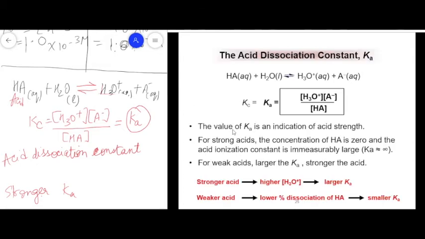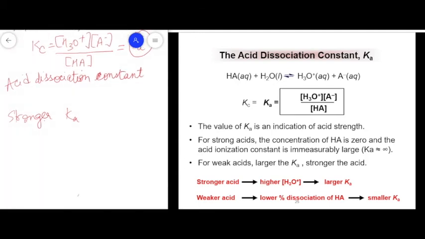So as you can see right here, the value of Ka is an indication of the strength of an acid. For a strong acid, the concentration of HA is 0 and the acid dissociation constant is immeasurably large. Therefore, we don't talk about Ka for a strong acid. For a weak acid, the larger the Ka, the stronger the acid. Now this is about Ka.